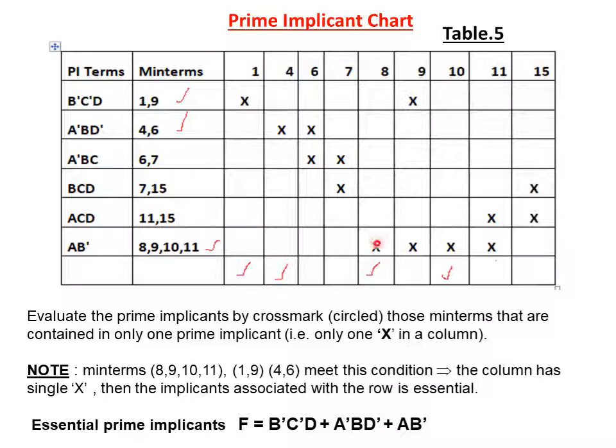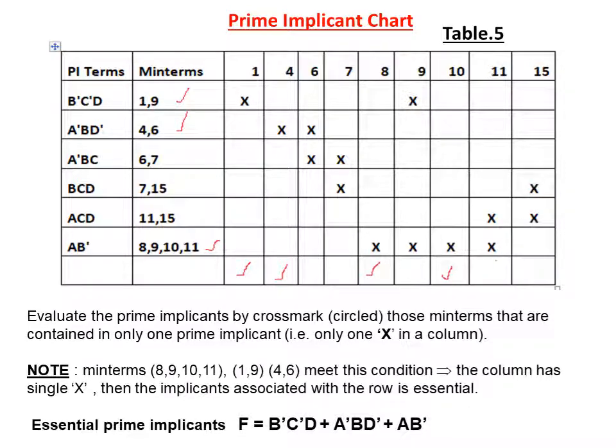And the next single check is here. The corresponding minterms are this one. We put a check mark here. The next single check mark in the row is this one, so the equivalent minterms are this one. So we put a check mark here. Now the next single cross mark is this cell, so we put the equivalent tick in the minterms.